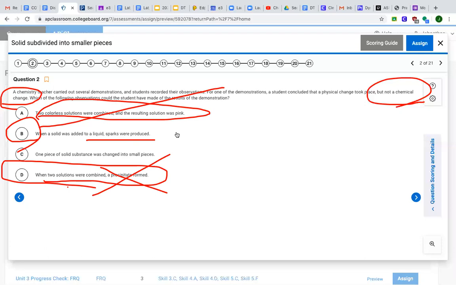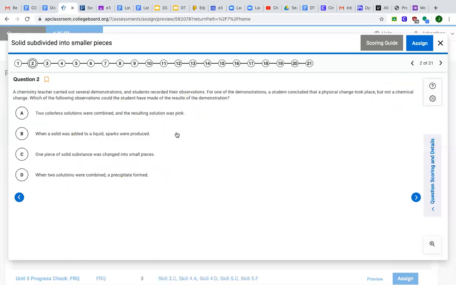What about this one? Are sparks evidence of a chemical reaction? Wouldn't that be? No, hold on. Yeah, sparks are evidence of a chemical reaction. So the correct answer is, as Jacob mentioned, C. Okay, correct answer is C right there.